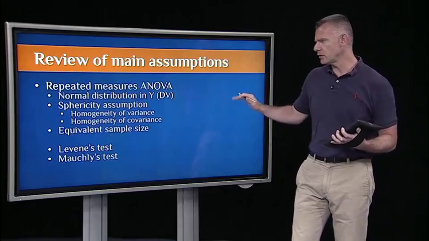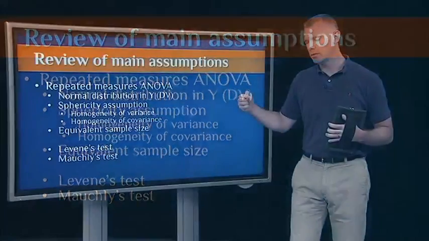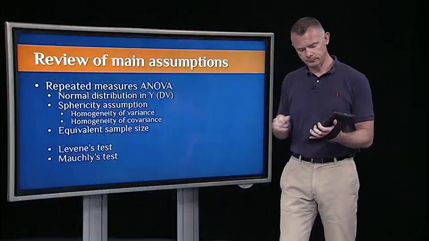In the repeated measures ANOVA, again, we have the normal distribution assumption. Here we had that slightly different assumption called the sphericity assumption, which takes into account not only homogeneity of variance, but also homogeneity of covariance. And we tested that not just with Levene's, but also with Mauchly's test.